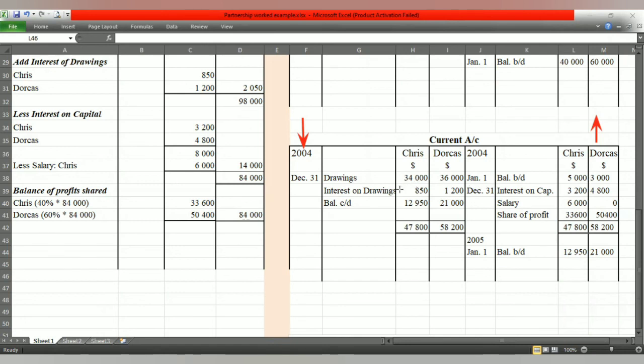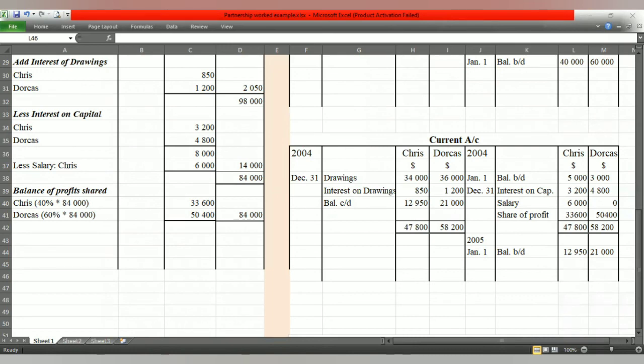Your drawings will decrease the partner's worth, so therefore you debit those, and the interest on capital, salary, and share of profit would increase the partner's worth in the business, so therefore those are credited. When you're finished, you ascertain the balance in the account by finding the difference between your debit and your credit. Your smaller side, you put your balance carried down there, put in your total, then on the larger side, which is opposite of your carried down, you would put your balance brought down. And that concludes the requirement for the current account.